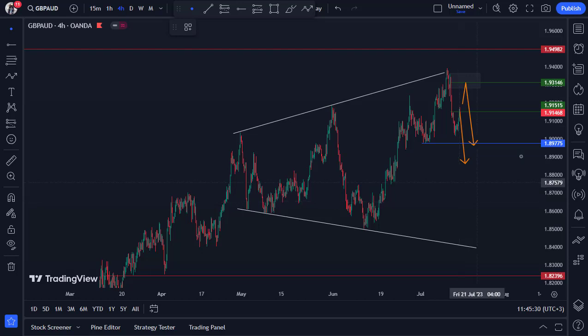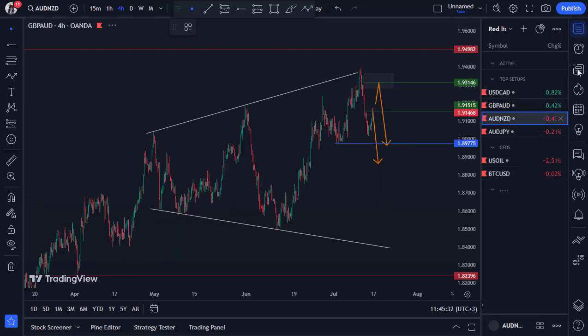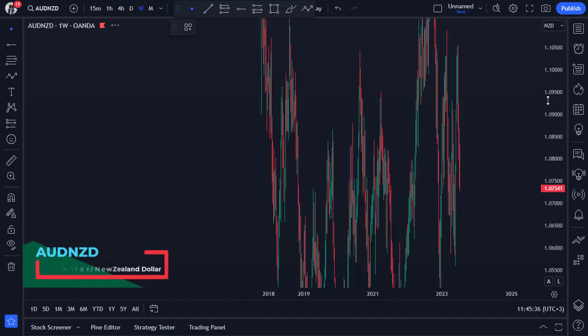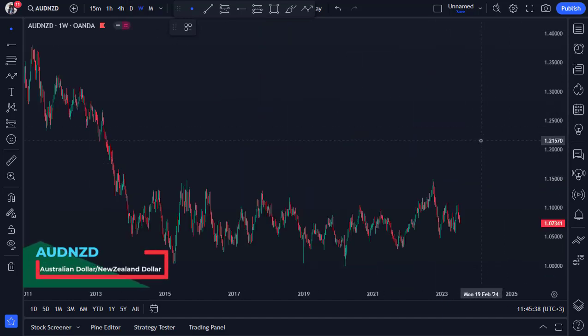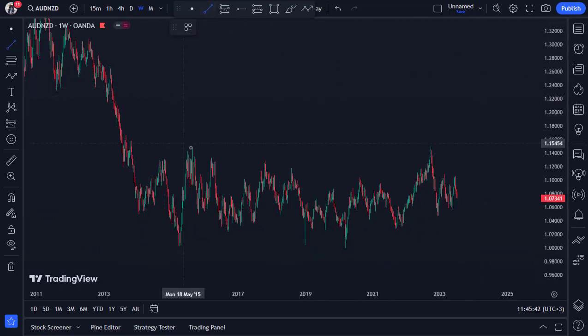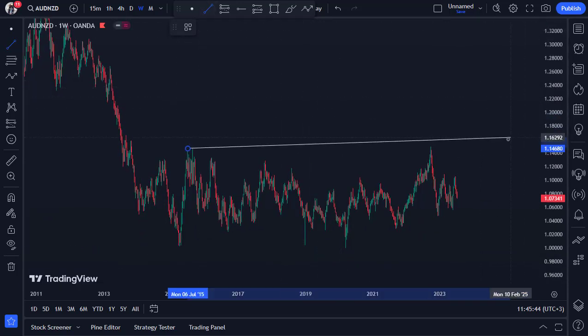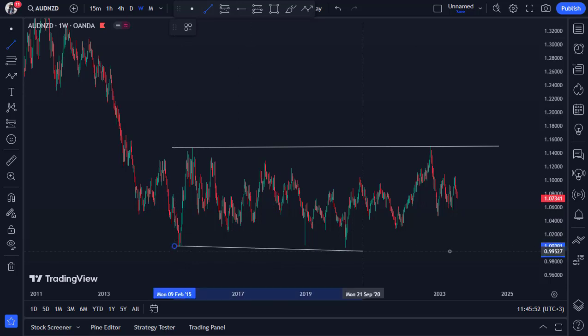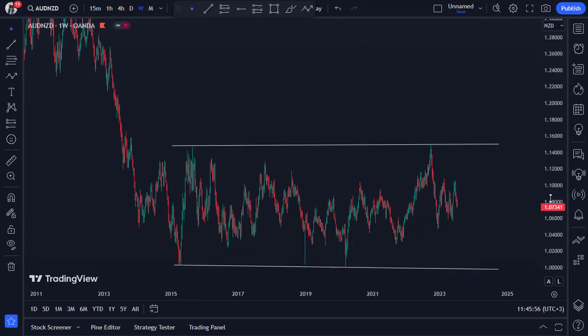Okay guys, next on the list is Aussie kiwi. Looking at the weekly chart, this one we have been having a pattern since last year, and we are still on that same pattern, guys. Like a big swing is on this pair, so we won't get rid of it anytime soon. Probably the rest of this year and the next year, I think we will still be on this pair.